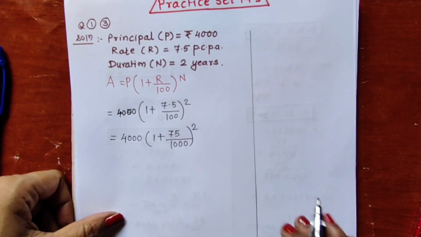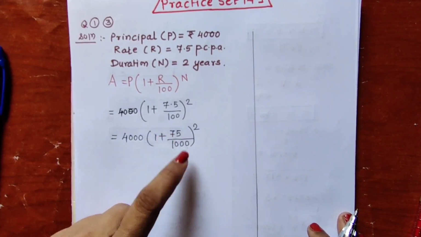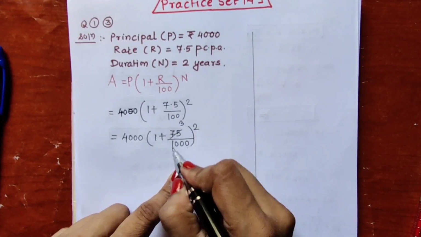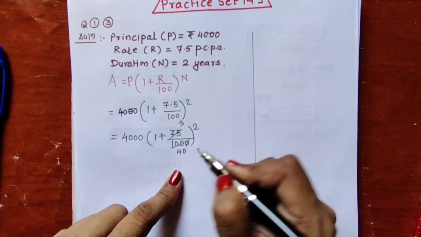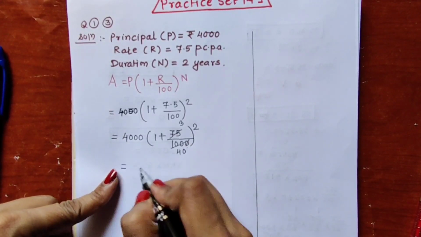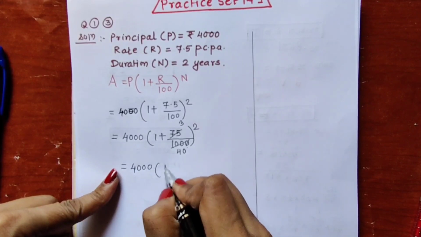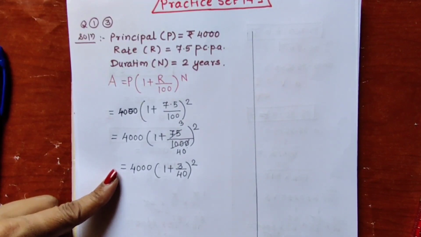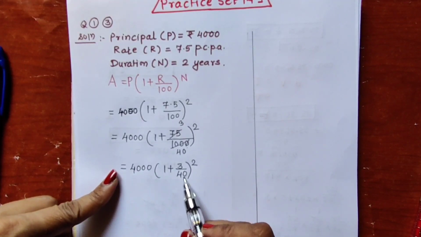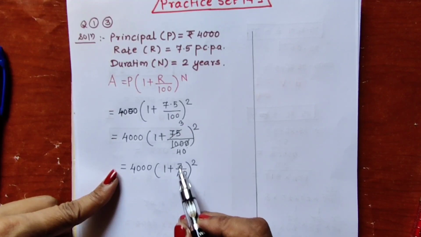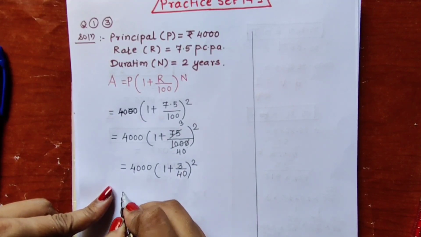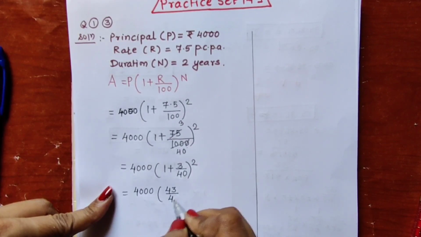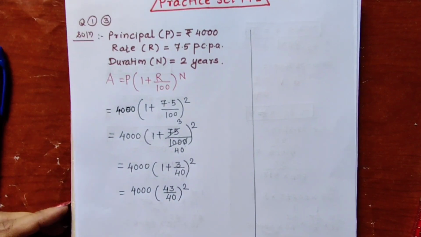Now let us cancel this 75 and 1000 by 25. 25 3s are 75, 25 4s are 100 and 25 zeros are 0. So in this way we get 4001 plus 3 upon 40 square. Okay. Now 1 plus 3 upon 40, cross multiply. 40 ones are 40, 3 ones are 3. 40 plus 3 will be 43 and upon 40 as it is. So 4043 upon 40 square.